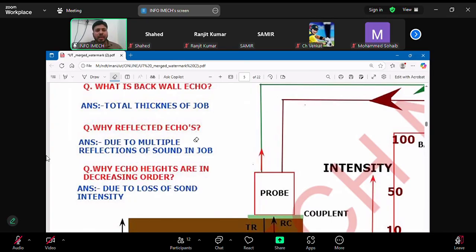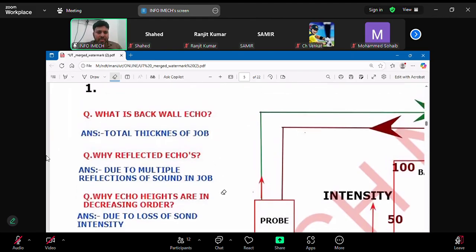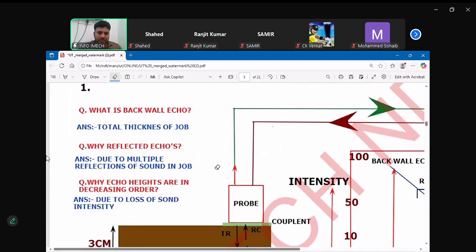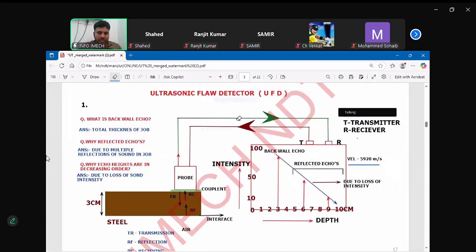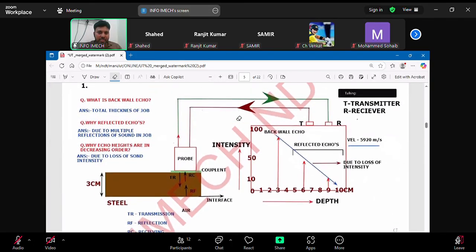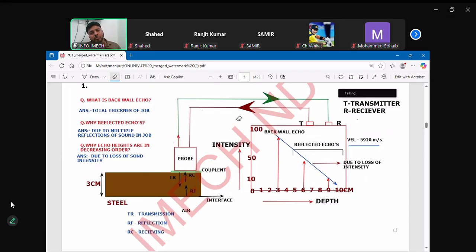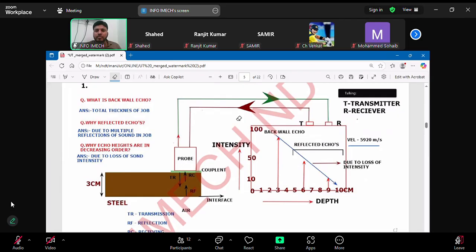That's it. Any questions in this first case, guys? You can ask me, please. I'll show you the total image at a time once. Any questions in the first case? Observe the screen carefully. Any questions, please? No, sir. Okay, next, let's go to the second case.